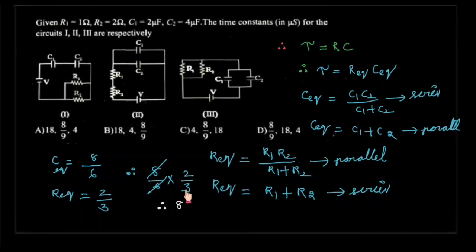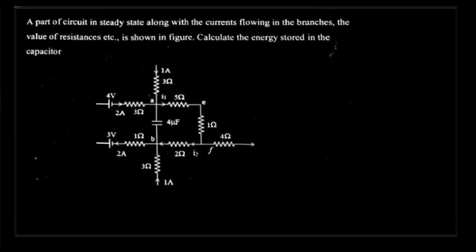So solve the remaining also, you will get this fourth option. Or you can directly go with this, because in the first option there is 18, and 4, therefore you can directly go with this fourth option, right? Next one.